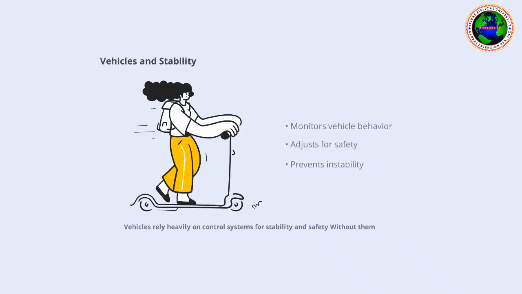Vehicles rely heavily on control systems for stability and safety. Without them, cars could swerve uncontrollably and airplanes might not be able to maintain steady flight. Control systems constantly monitor and adjust the vehicle's behavior to keep it safe and predictable.